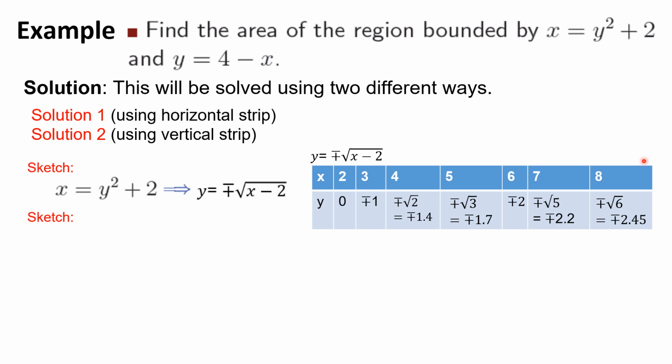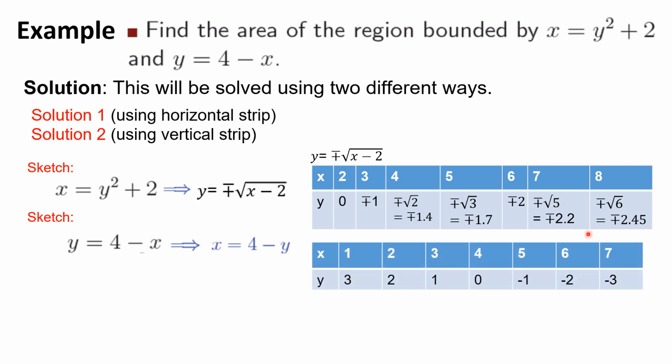Then, we also need to sketch the other one, which is y equals 4 minus x. To do that, we again give some values for x and solve for y. So when x equals 1, you will have 4 minus 1, that will give you 3. When x is equal to 2, that will be 4 minus 2, so you will have 2. And down the line. So what did you notice?